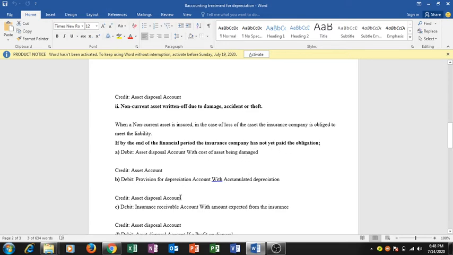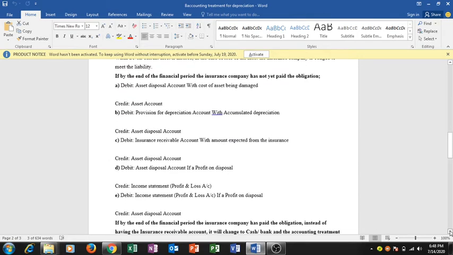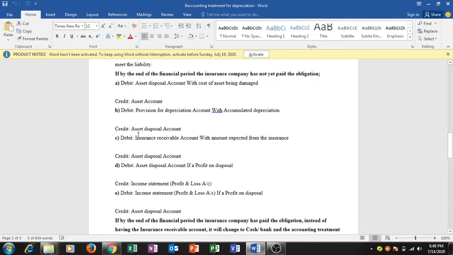And then you are going to credit the asset disposal account with the same accumulated amount. Then if the asset was actually insured, we are supposed to receive some amount from the insurance company. The amount that we expect to receive from the insurance company is going to be debited. This insurance company is like our debtor. That's why we are debiting, because we are expecting that amount, and then we credit the asset disposal account.